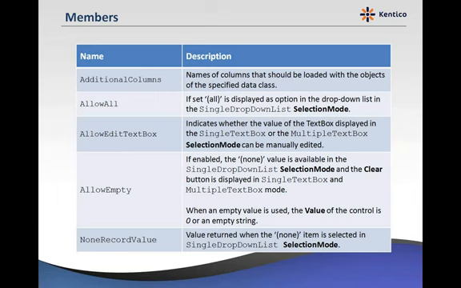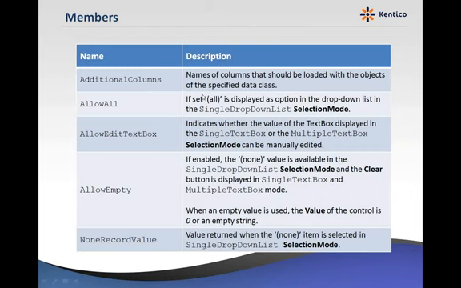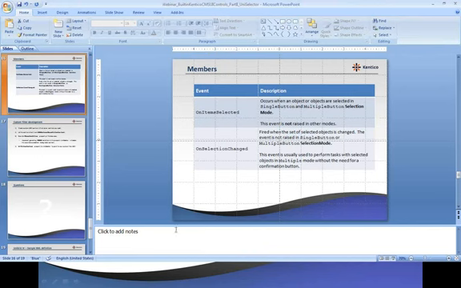Allow all, as per description, applies if you are using the single drop-down list selection mode. The single drop-down list selection mode means that only a drop-down list is displayed as a UniSelector, and in case you enable allow all, the all value is displayed in the drop-down list. The allow edit text box property allows you to enable a text box that is used for displaying the selected items, so the user can eventually modify selected items manually. Let me give you an example of that.